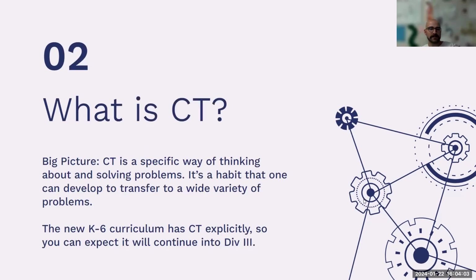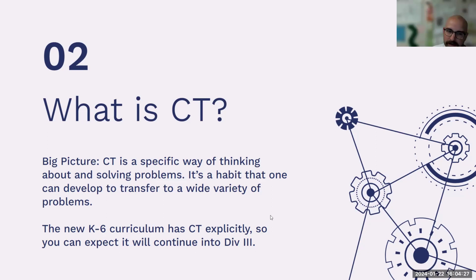So what is computational thinking? It's just a specific way to think about and solve problems. It's not anything unusual. If you're more math-minded, it's just a way you do it all the time anyway. It's just a specific way that we talk about learning and thinking.